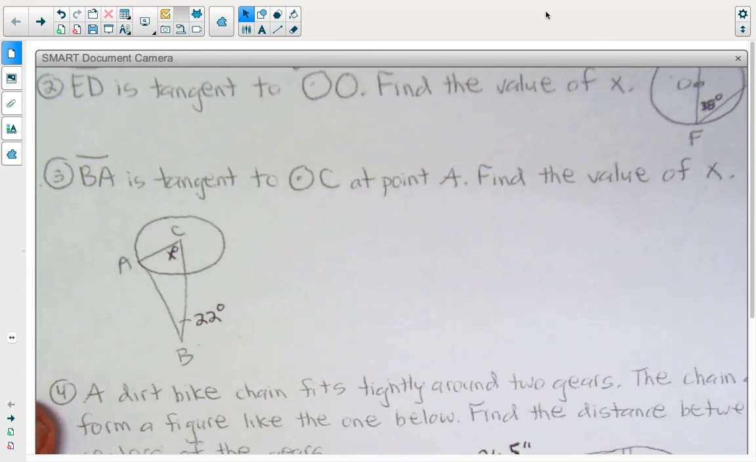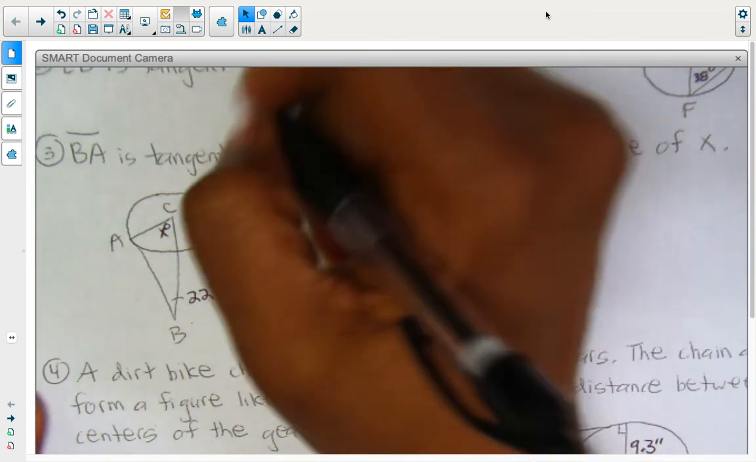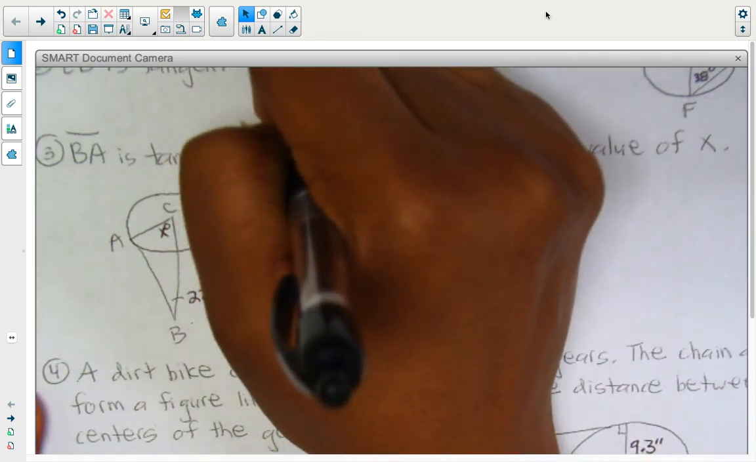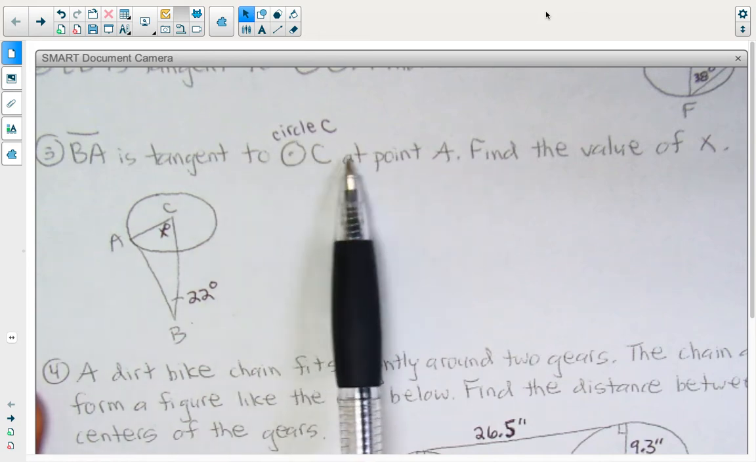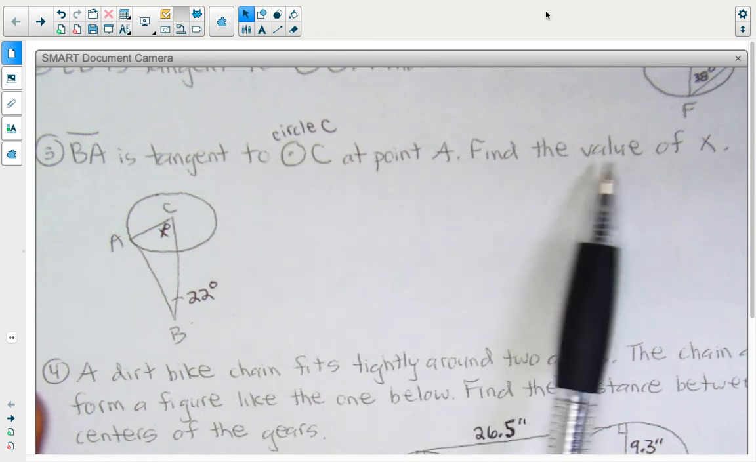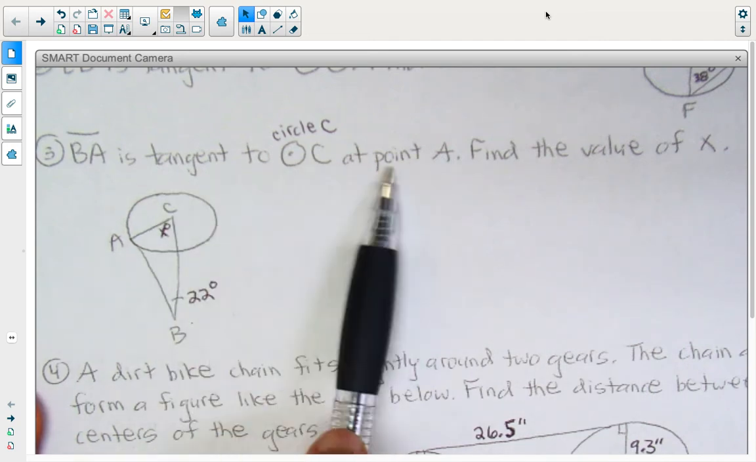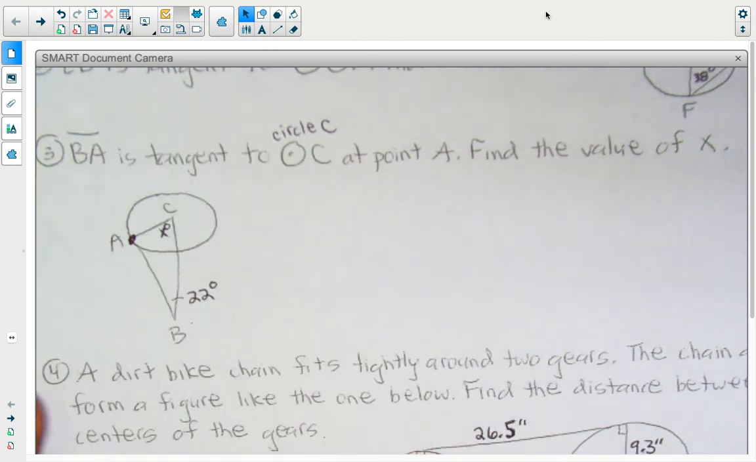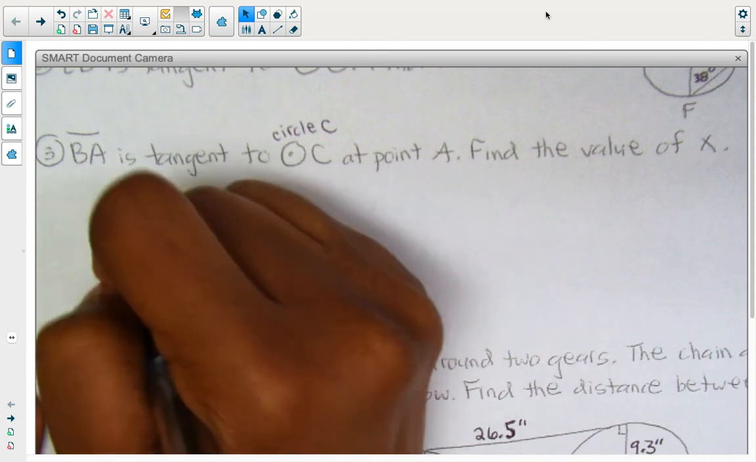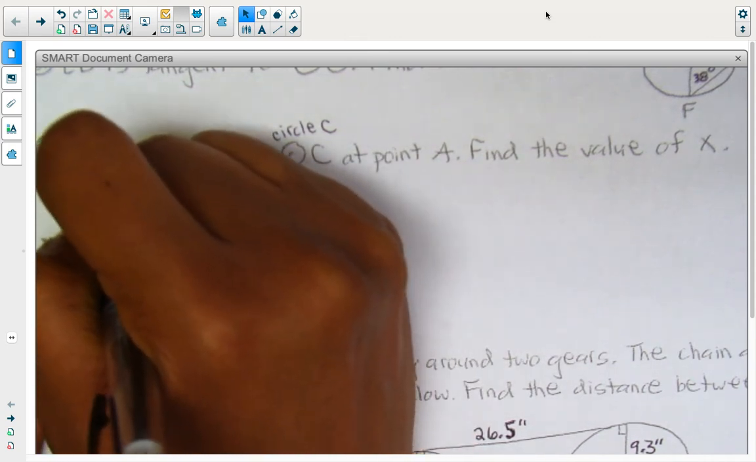All right, number 3. Zoom out a little bit here. BA is tangent to circle C at point A. Find the value of X. So here's another one again. We've got another point of tangency, and they told us what the point of tangency was. It's point A. So that means this point right here is tangent to my circle, and it makes a 90-degree angle. So that is 90 degrees.